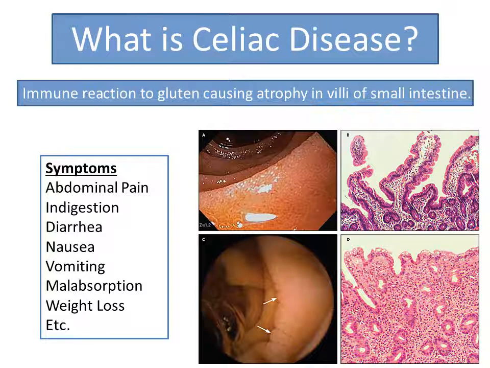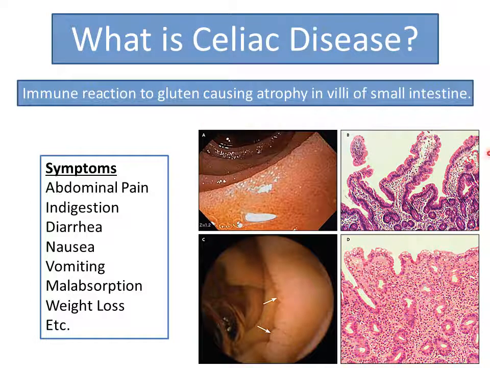Because villi are important to increase the surface area of the small intestine for efficient absorption of nutrition, and this is a structure that is destroyed by the inflammation caused by the immune reaction to gluten in celiac disease patients, malabsorption is usually seen.